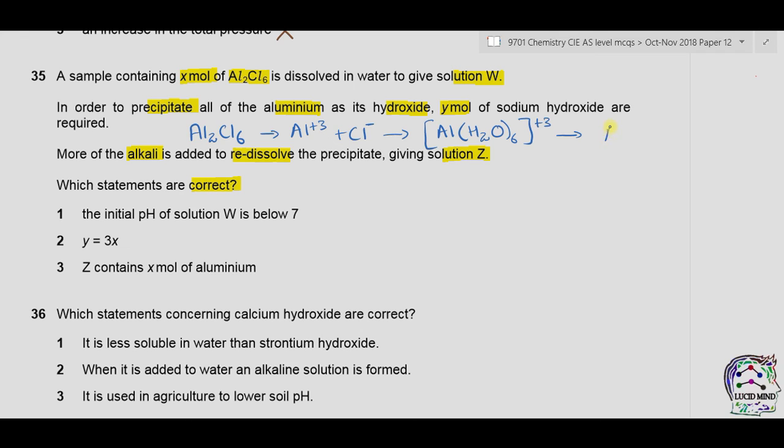So now we have Al(H2O)5. One of the water molecule has lost H+, so then OH is left behind. And the charge now becomes +2 along with H positive ion. Now this produces H positive ion, which means the solution will now become acidic. This is solution W. Number 1, the initial pH of solution W is below 7. As we can see that the solution is acidic, so the pH must be below 7, so statement 1 is true.